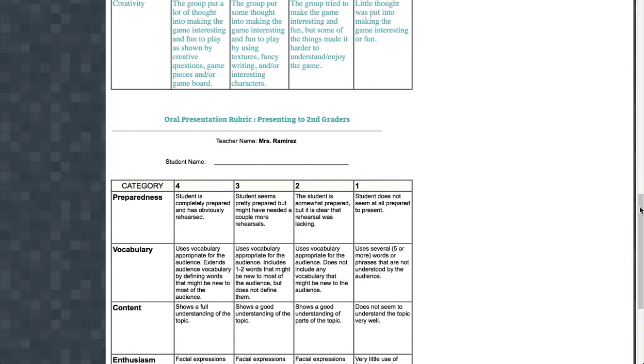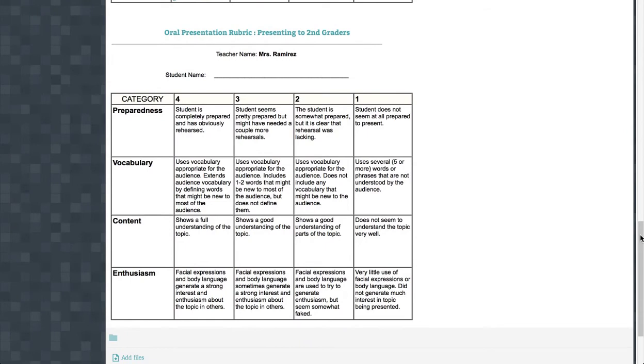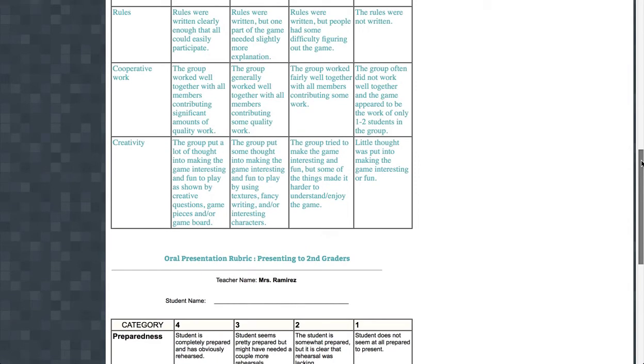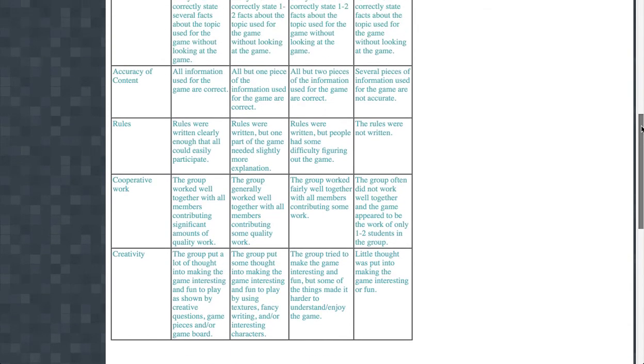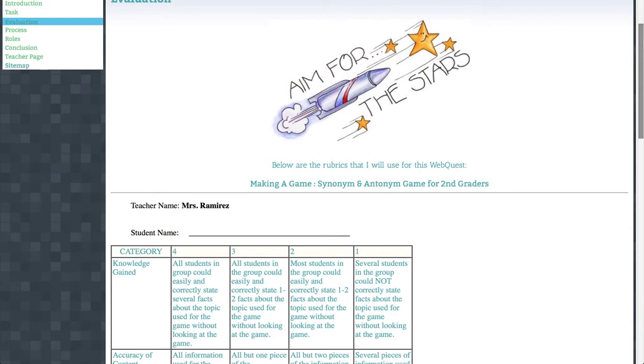The second rubric that I'll be making is their presentation to the second graders. The categories there would be preparedness, vocabulary, content, and enthusiasm, as I'd like them to get the second graders involved and not feel bored throughout the process. So I'd like them to be excited about the process while they're presenting it.